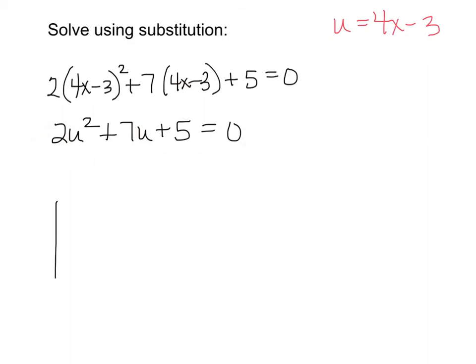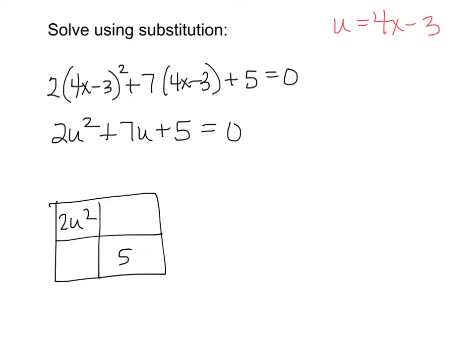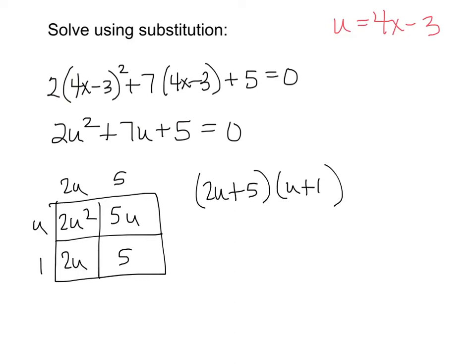Okay, so let's say we decide to do it by factoring again. For whatever reason, I need two numbers that multiply to 10, add to 7: 5 and 2. 2u plus 5, u plus 1. Keep going. Looks like I get u to be negative 5/2, and I get u to be negative 1. Now, I didn't ask you to solve for u. Although I am really grateful that you found this, I actually asked you to solve for x.